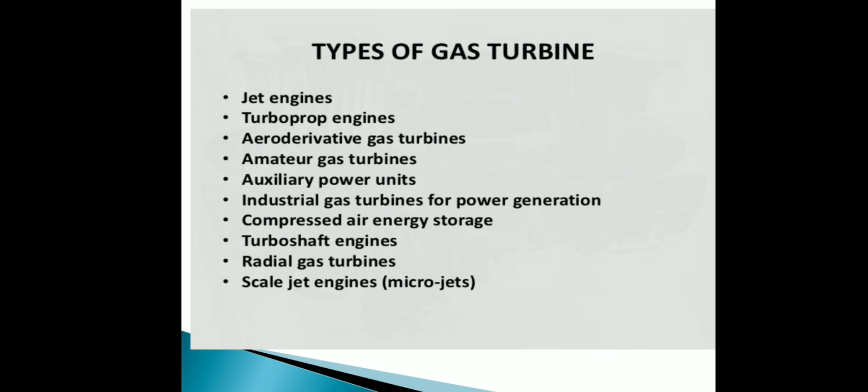Now the types of gas turbine. There are jet engine, turboprop engine, aeroderivative gas turbine, amateur gas turbine, auxiliary power unit, industrial gas turbine for power generation, compressed air energy storage, turboshaft engine, radial gas turbine, and scale jet engine. All are different types of gas turbine according to their application.